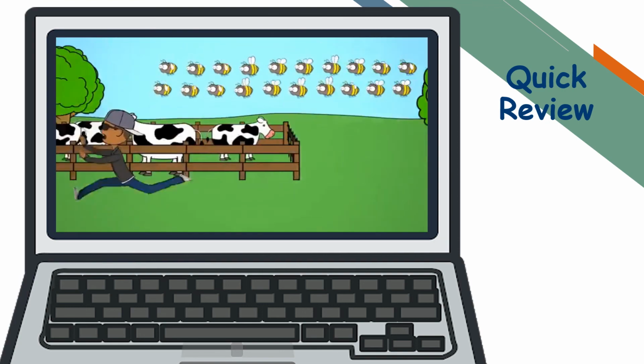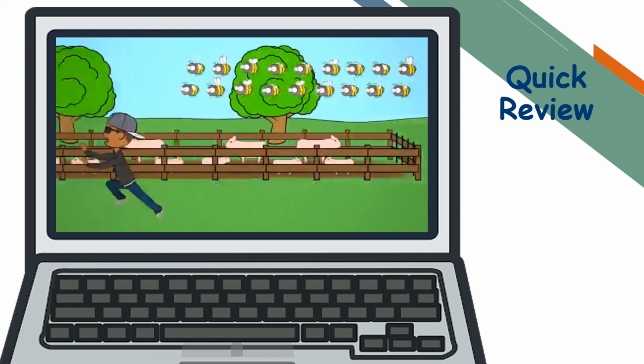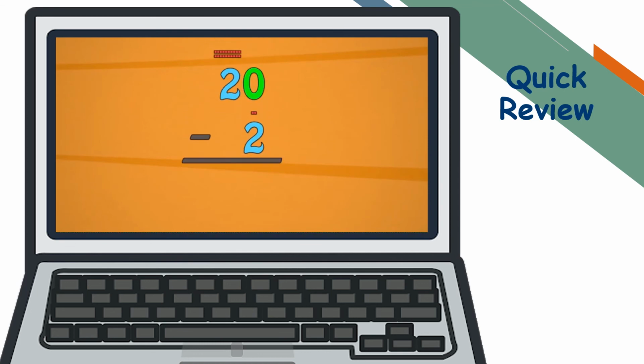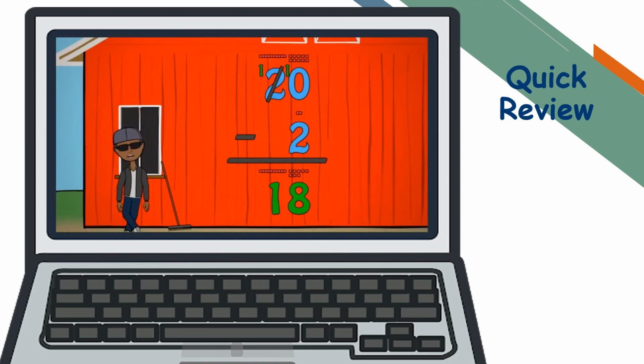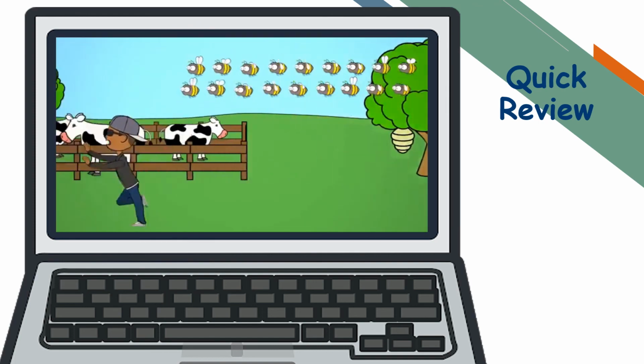There are 20 bumblebees flying around me. So I yell, shoot! And two decide to leave. Now how many bumblebees are chasing me? If we regroup, we can find the difference with ease. 0 minus 2. Here's what to do, cause the 0 is smaller than the 2. So we regroup a 10 into 10 ones. When the top number's smaller in subtraction. 18 bees are still chasing me.